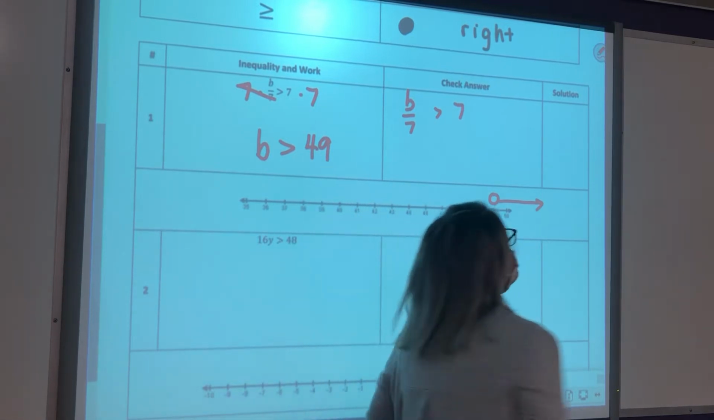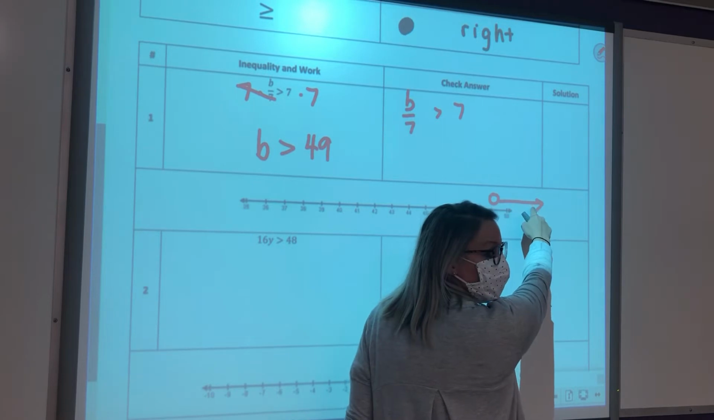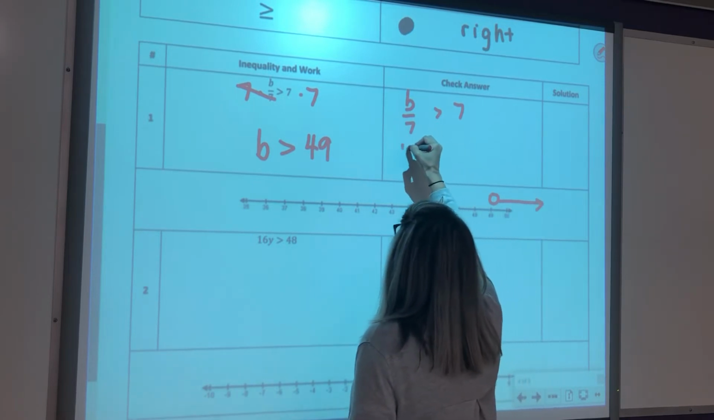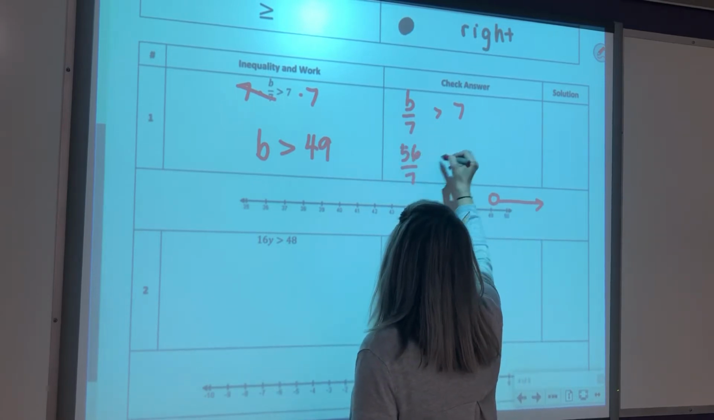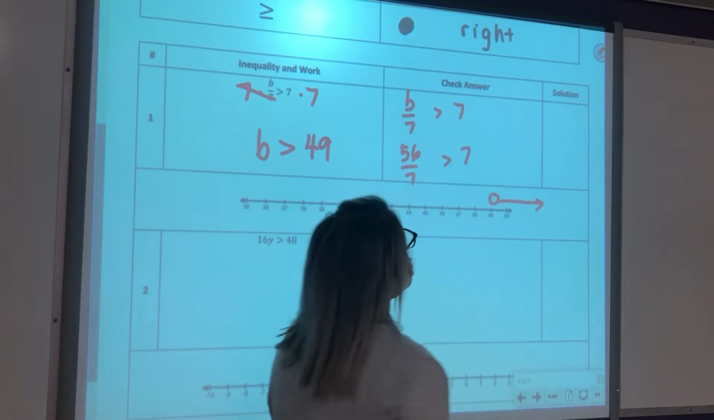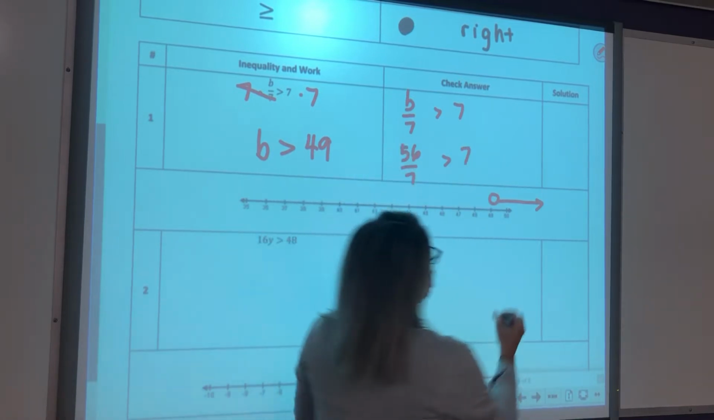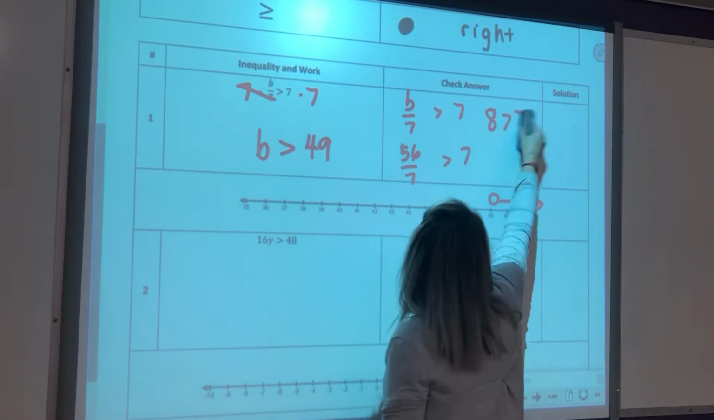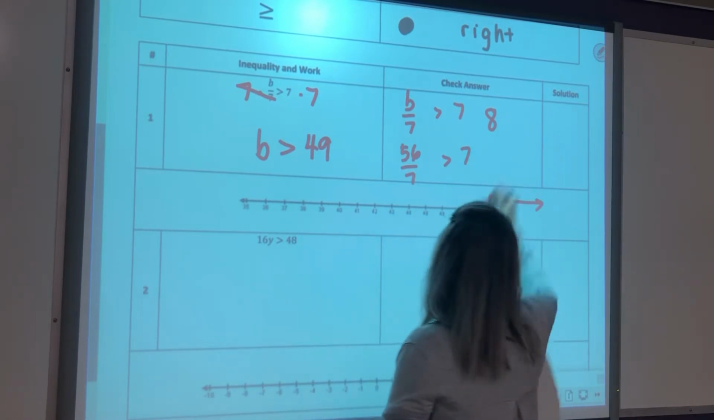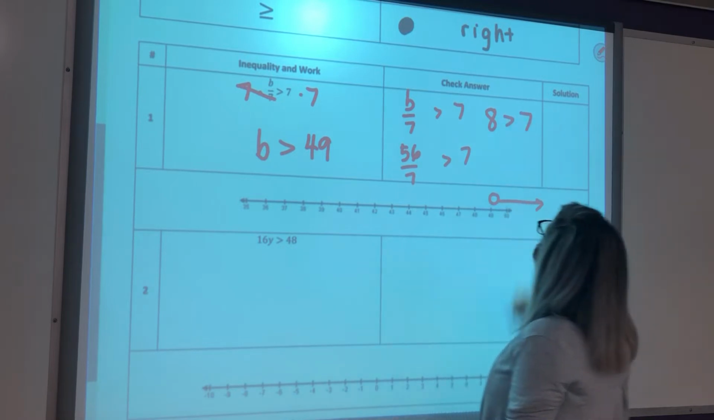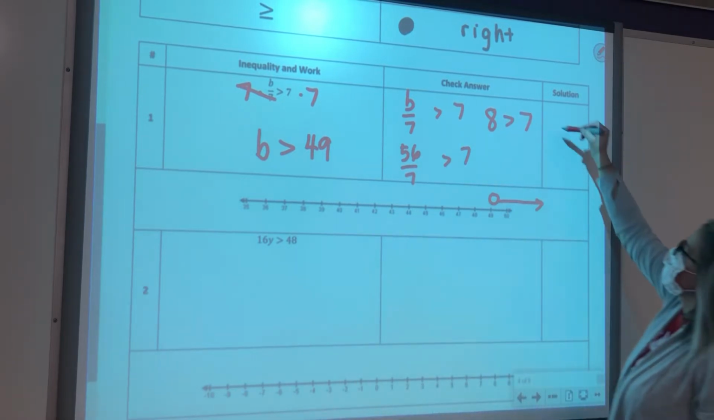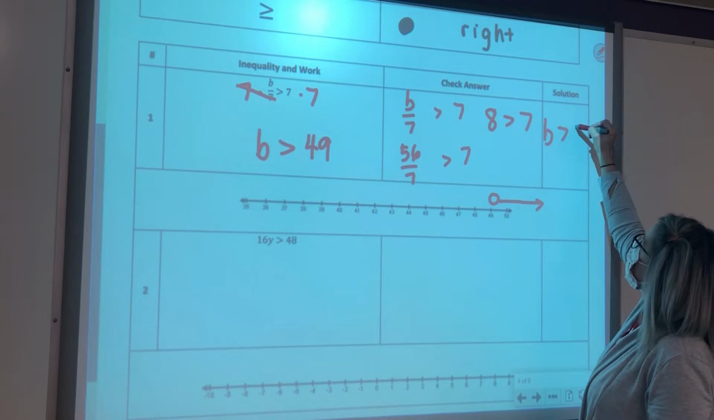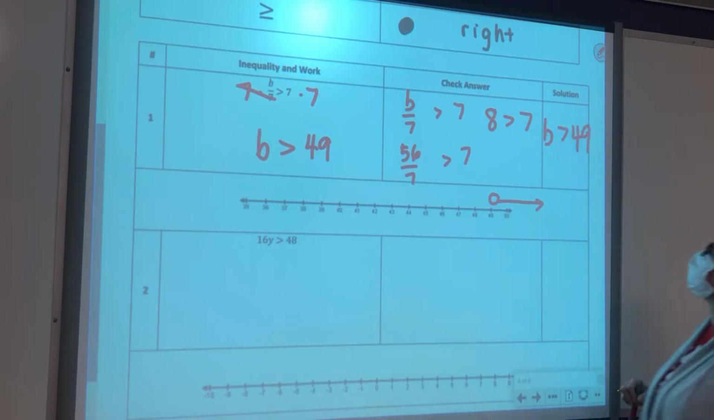56, right? So does 56 fit my parameters? Yes. So I could do 56 divided by 7, and 56 divided by 7 is 8. Is 8 greater than 7? Yes. Then isn't our solution b is greater than 49? Very good. Your solution is b is greater than 49.